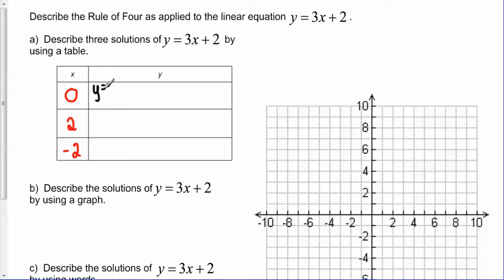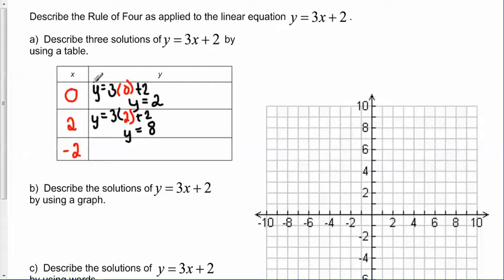So y equals 3x, so that's 3 times 0 for this particular one, plus 2. And that means y equals, well, 3 times 0 is 0, and 0 plus 2 is 2. Now let's do the same thing when x equals 2. Y equals 3 times x. Well, now my x value is going to be 2, plus 2. So y equals 3 times 2 is 6, and 6 plus 2 is 8. So for that one, my y value is going to be 8.